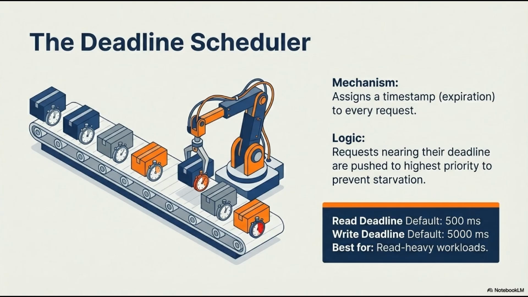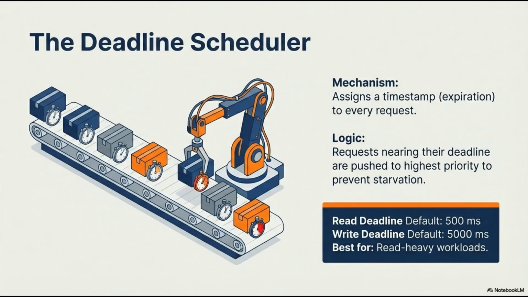It stamps every single request with an expiration time, a deadline. For reads, it's usually 500 milliseconds. If a request sits in the queue too long and gets close to its deadline, the scheduler panics. It basically stops everything else and shoves that request to the absolute front of the line immediately. So it guarantees latency. The slide says this is best for read-heavy workloads, like a database.